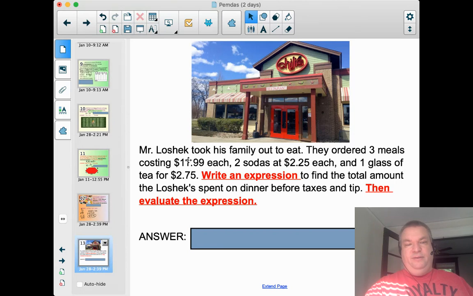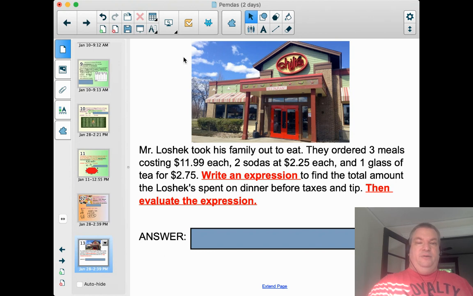All right, Mr. Lushuk took his family out to eat. They ordered 3 meals costing $11.99 each, 2 sodas at $2.25 each, and 1 glass of tea for $2.75. Write an expression on the total amount the Lushuk spent on dinner before tips and taxes.